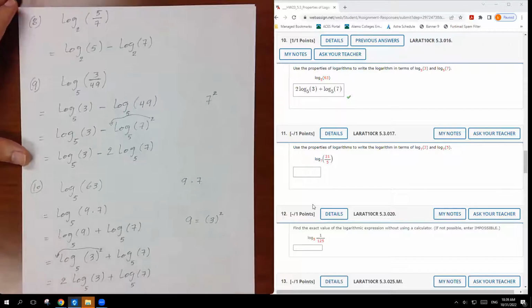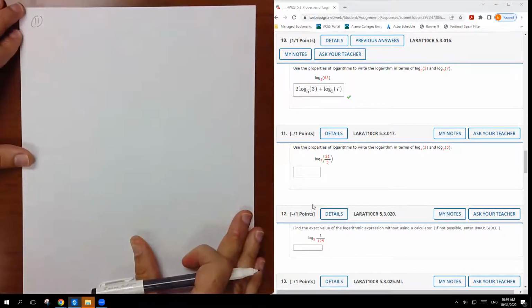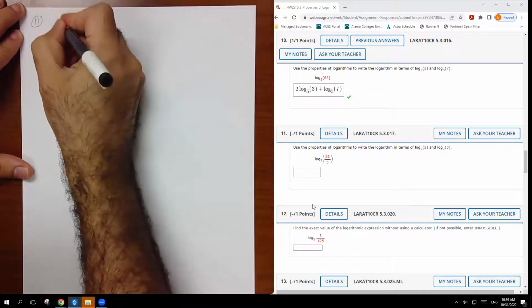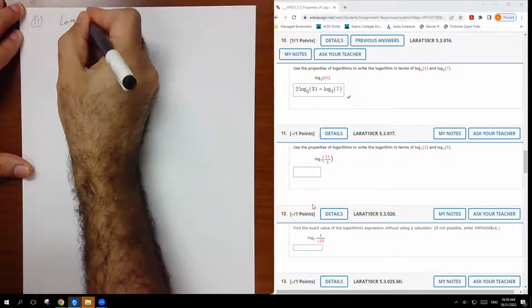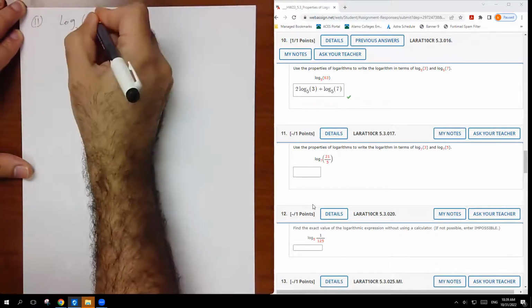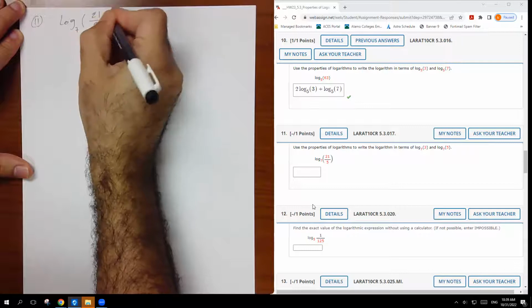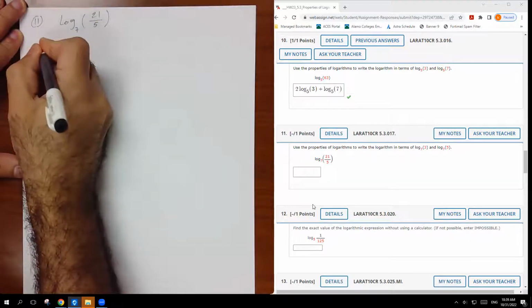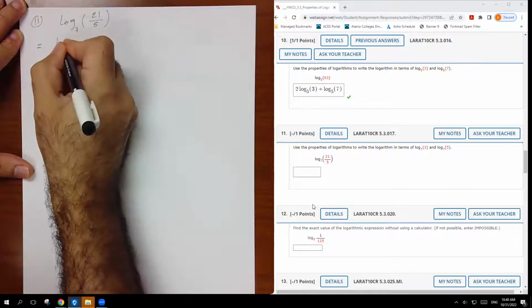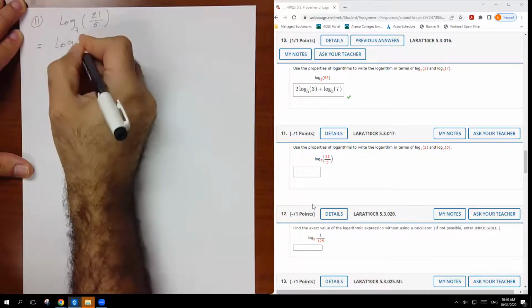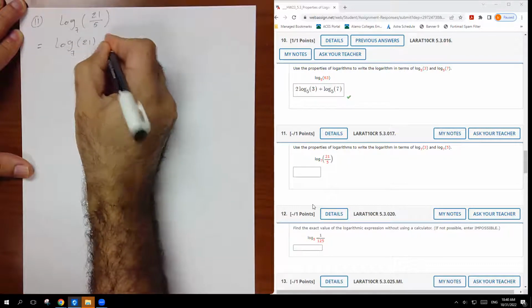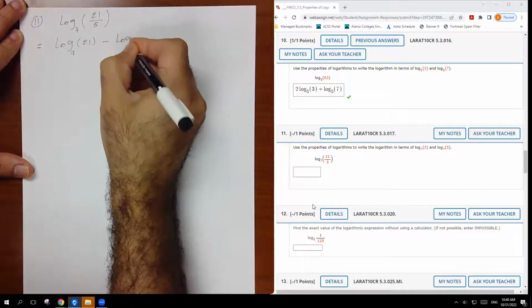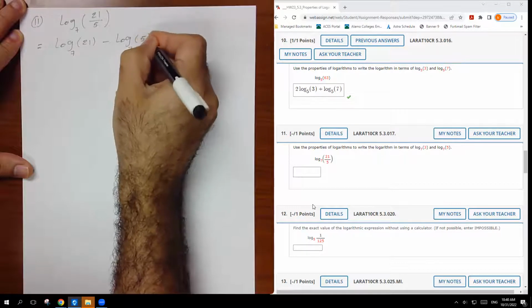Let's move on to example 11. We're going to do the same thing, and we need to write it in terms of 3 and 5. So example 11, we have log to the base 7 of 21 over 5. The first thing, I'm going to use the quotient property. I'm going to say it's equal to log to the base 7 of 21 minus log to the base 7 of 5.